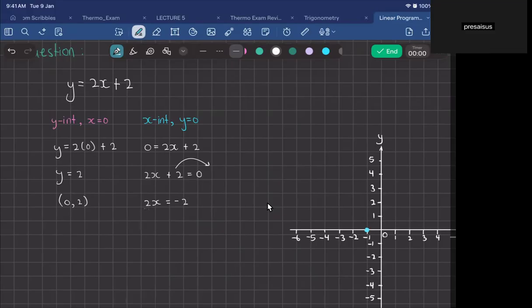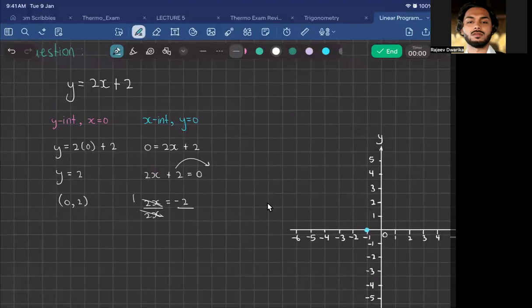2x over 2x. And no, x negative not over 2x. If you put 2x over here, you're not going to find x. You're going to make your life really, really bad because now x is going to be in the denominator. No, it'll be negative 2 over 2.